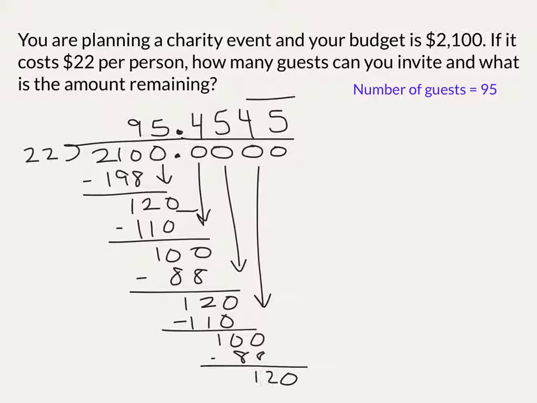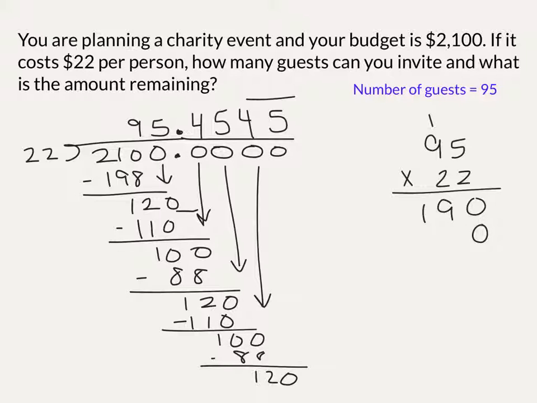So we're going to multiply 95 people times $22 because it's $22 per person. So we have 95 times 22. 5 times 2 is 10. We'll carry the 1. 9 times 2 is 18. Plus 1 is 19. Put our placeholder.